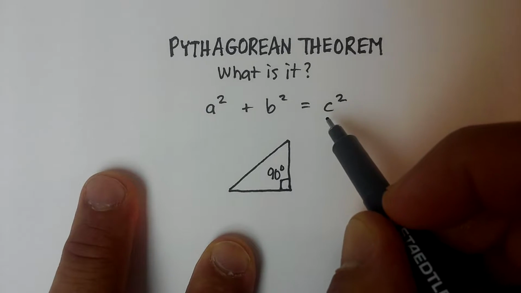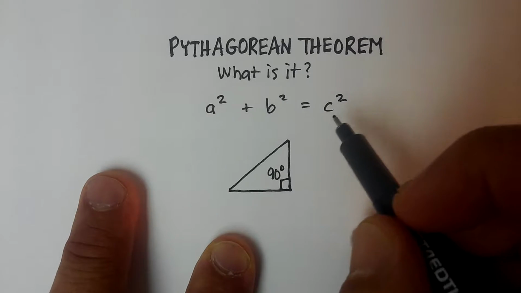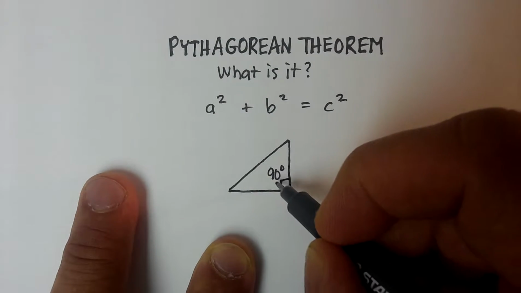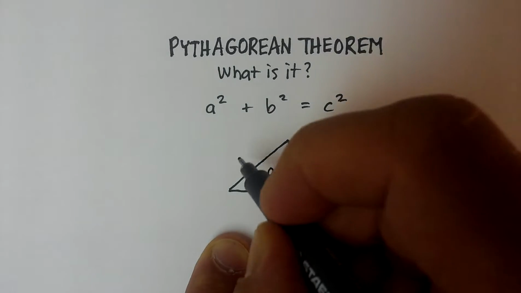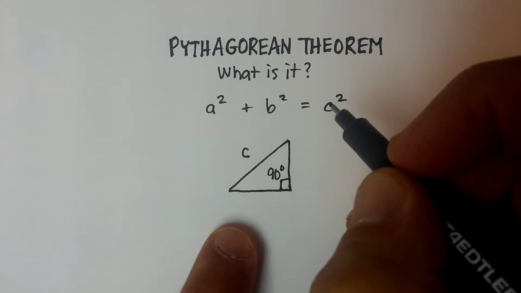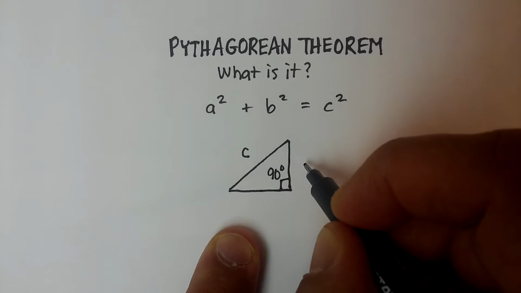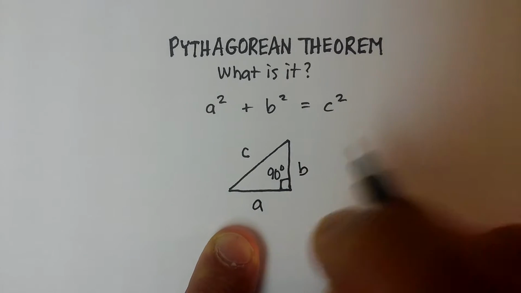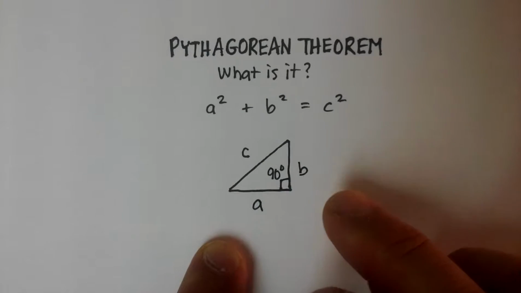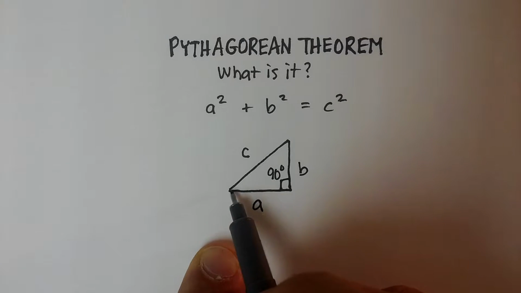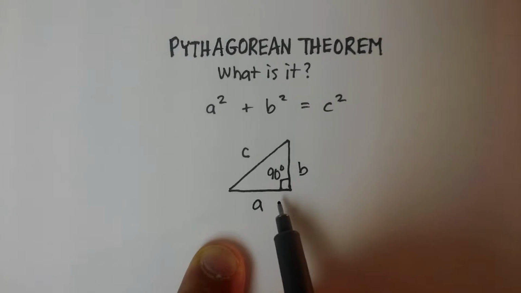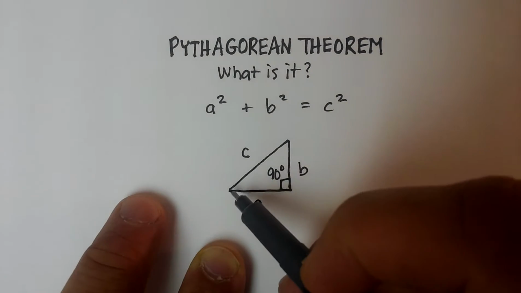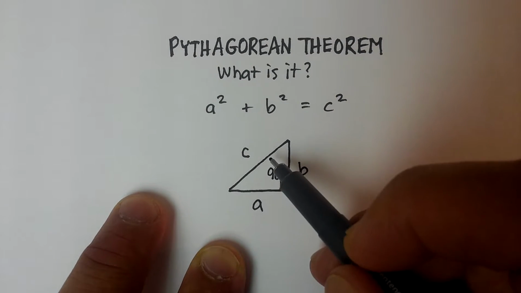So a couple things. The c squared is always the longest side. It's the side that's opposite the 90-degree angle, right? So this always is going to be marked c. This can be a or b, this can be a or b. You just have to make sure that you do them differently, okay? Now, according to this, this length squared plus this length squared will equal this length squared.